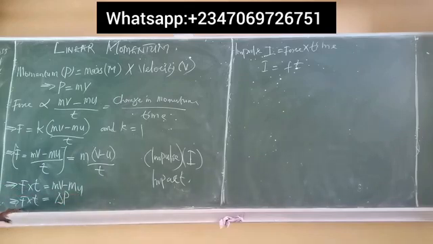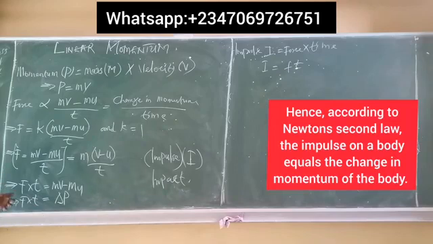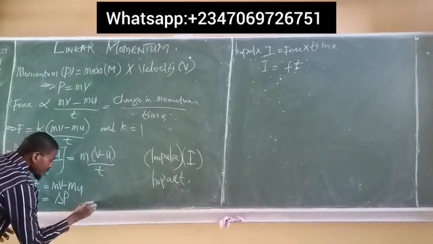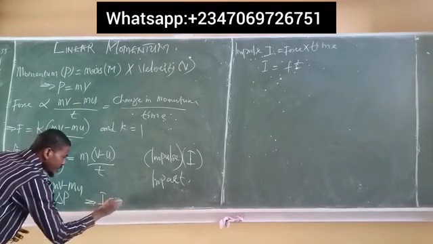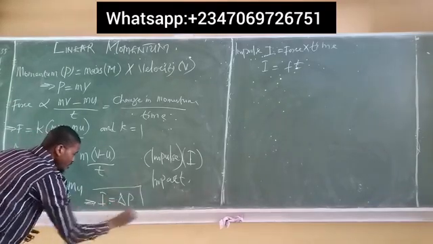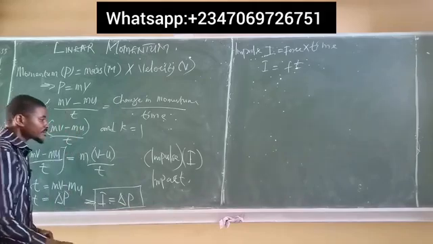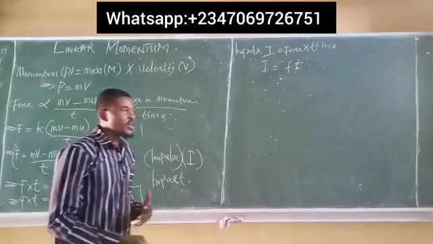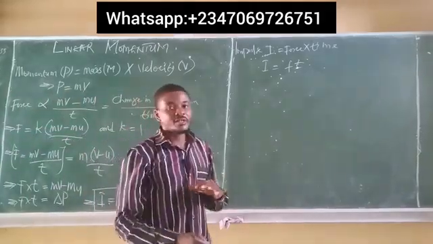So this simply means that, according to Newton's second law, the impulse on a body is equal to the change in momentum of the body. So you can simply say I is actually what? Change in momentum. The impulse on the body is equal to the change in momentum of the body.